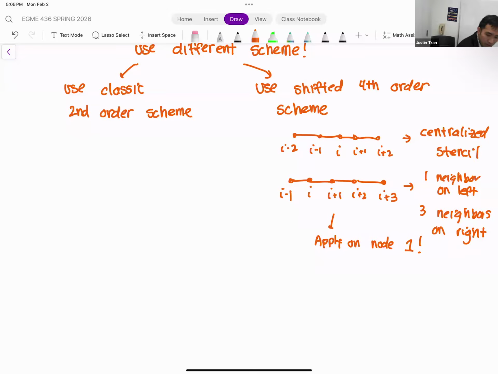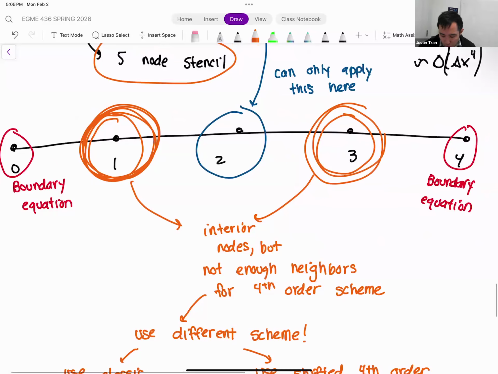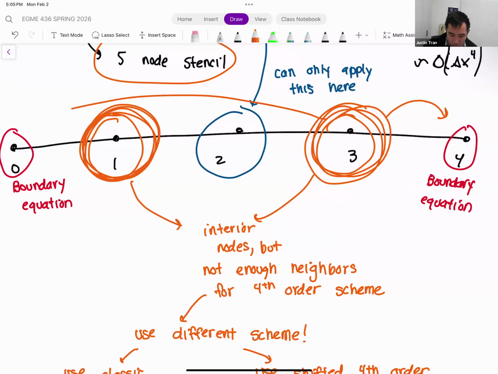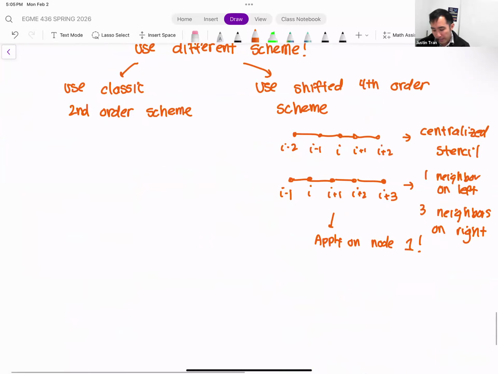And then you can do the same thing, so you come up with another scheme for node number 3, right? Node number 3 has a unique property where it has one neighbor on the right, but 3 neighbors on the left. And so you'd have to come up with another shifted scheme for that, okay?